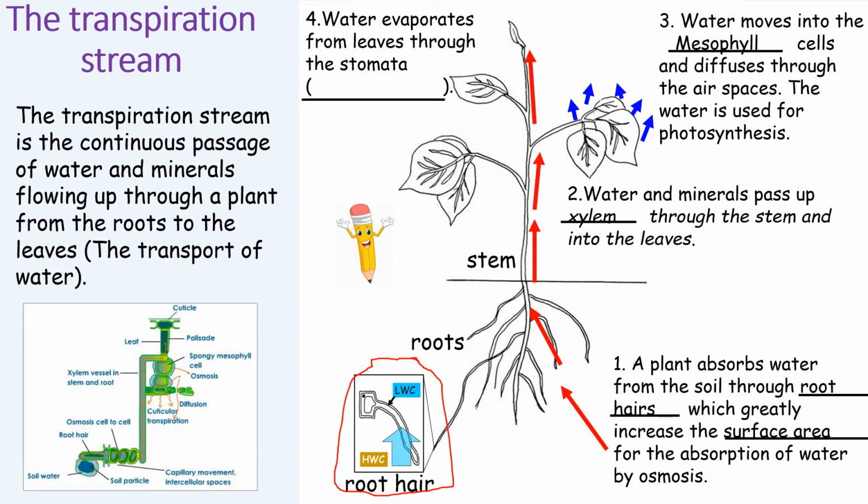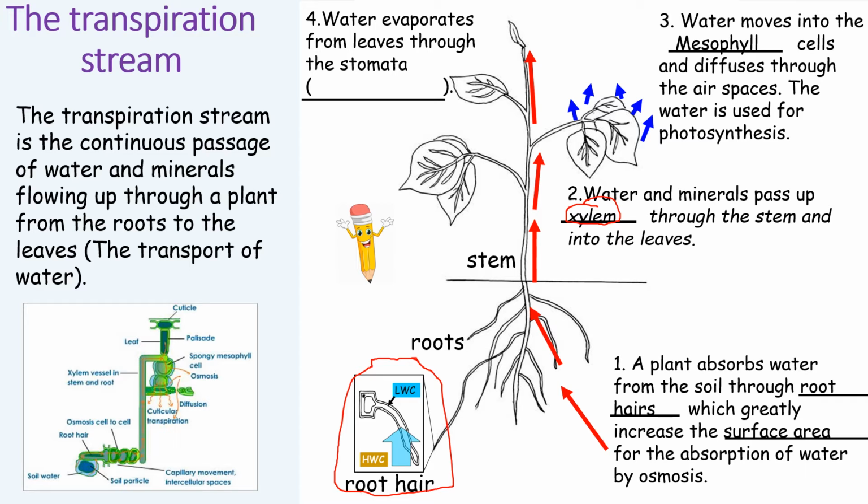Then we have our second stage, moving from our roots to our stems. Water and minerals pass up the xylem through the stem and into the leaves. So remember, our xylem vessel carries water. Then the third stage of the transpiration stream is that water moves into the mesophyll cells, so that would be your palisade mesophyll cells and your spongy mesophyll cells, and it diffuses through the air spaces. The water is used for photosynthesis in your leaf.